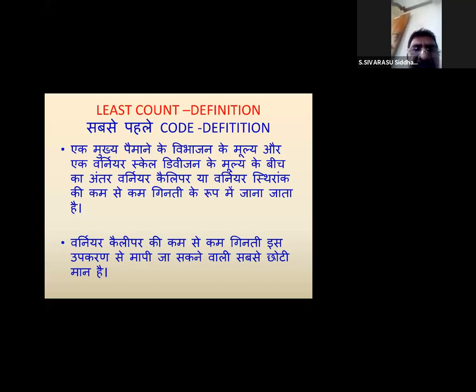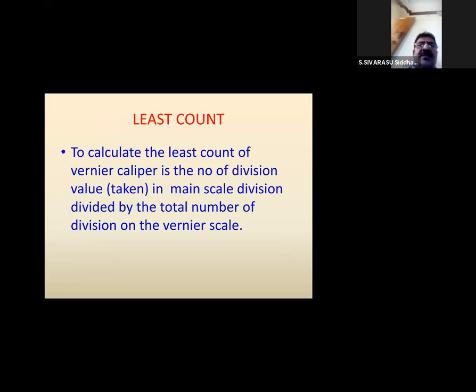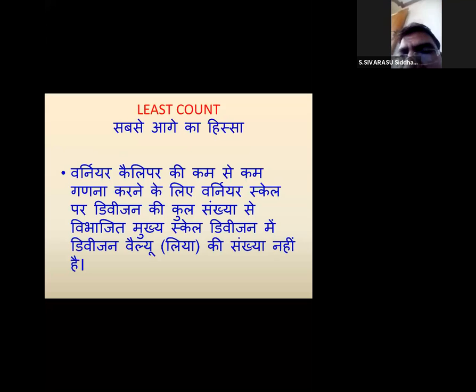So in order to calculate the least count, we must know the graduation marks of the vernier caliper. How are the graduations marked on the main scale division of the vernier caliper? How are the graduations marked on the vernier scale division? How much value of main scale division is taken? How many equal parts are divided on the vernier scale division? Based on that, we will get the least count.